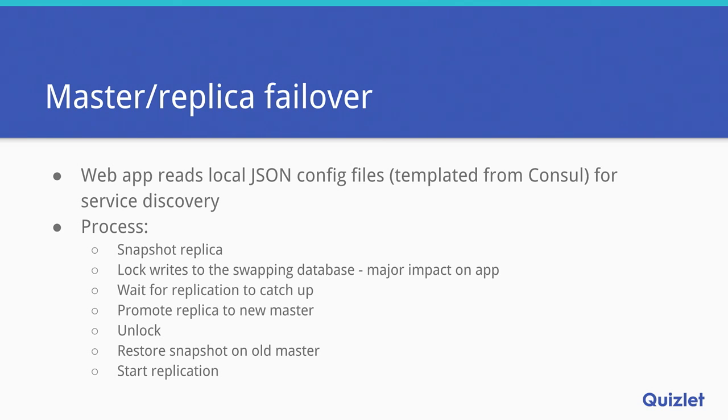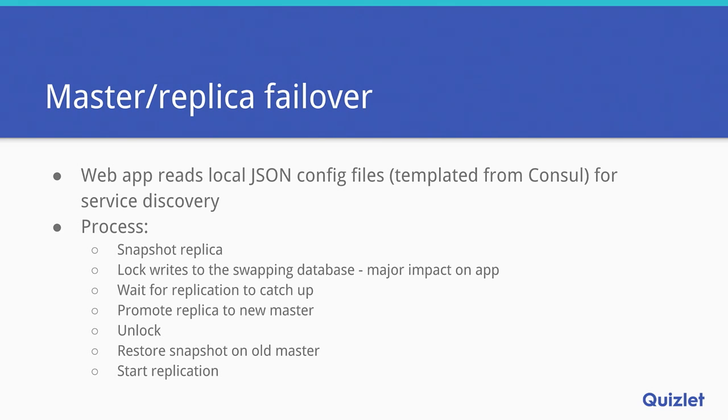We promote the replica to the new master. So this is where Consul comes in. This is where we change the service discovery. We're templating the files on all the application servers, and then they know that, okay, this is now the master. We then unlock this database. So this is kind of the point of no return, right? This means we are both writing to the new master and reading from it. And this is the point of no return because you then can't go back to the previous master without losing writes. So this is a critical piece of this.